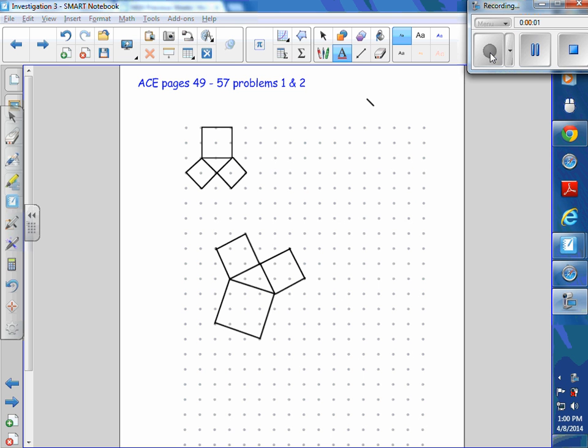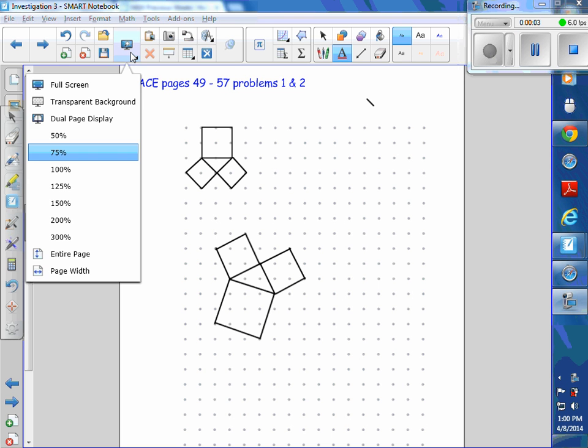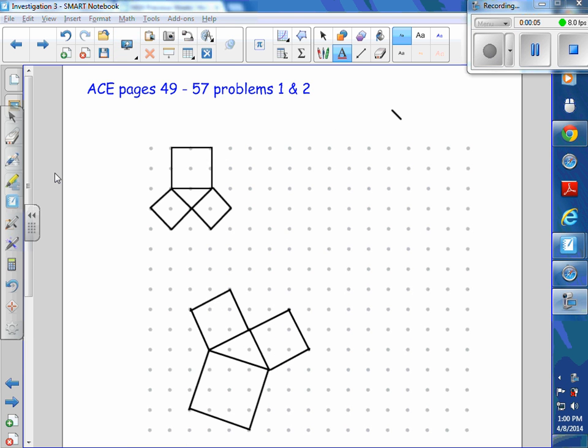Homework from last night. You had these problems here. And number one asked you to do, I can't remember the exact wording. Somebody want to read that to me? Okay, find the areas of 3 squares.